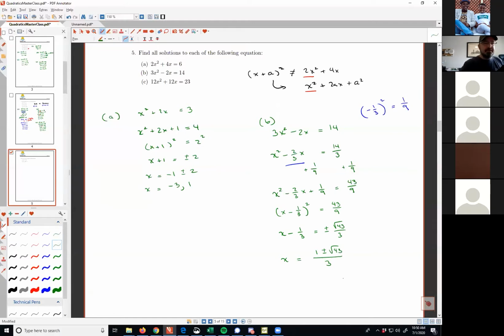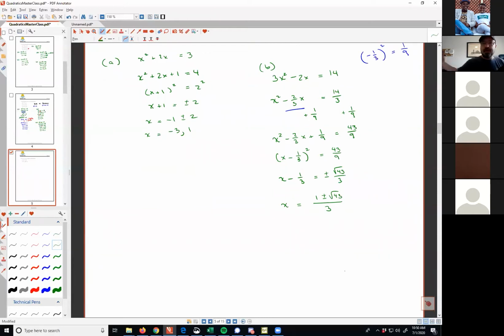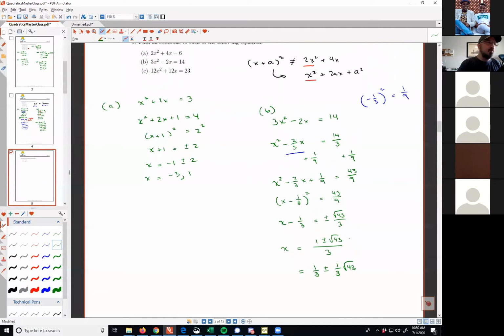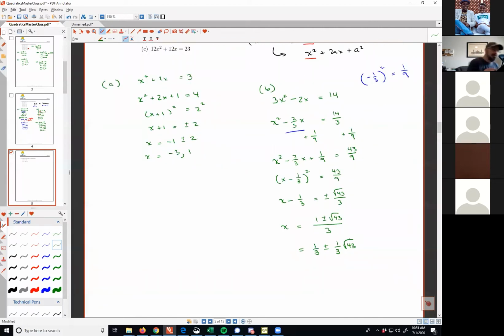And by the way, you'll see solutions written different ways. You could write it all under one big denominator if you want. You could also write it as 1/3 plus or minus 1/3 root 43, or I could have even said root 43 over 3. I don't care too much. I like for things to be as standardized as possible because it makes it easier to look at. It makes it easier to check. And we'll talk about that a little bit later. But we're going to do one more here, part C.